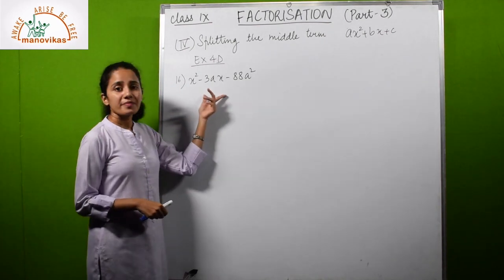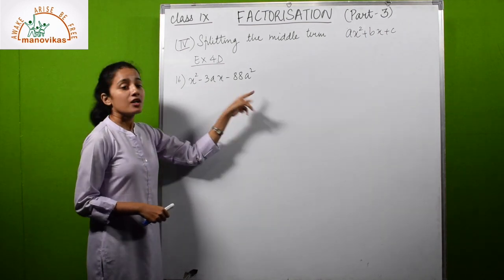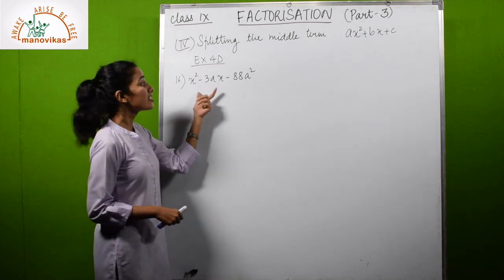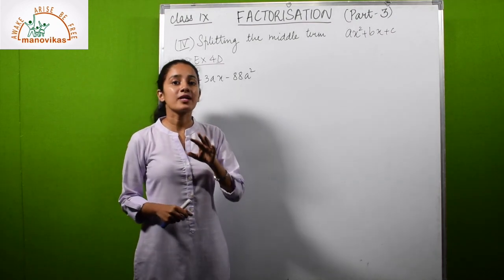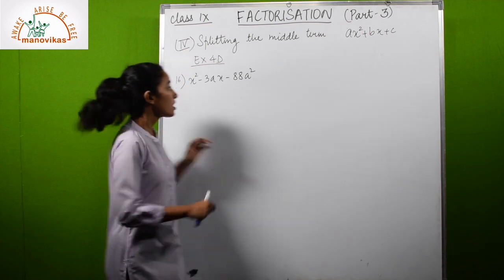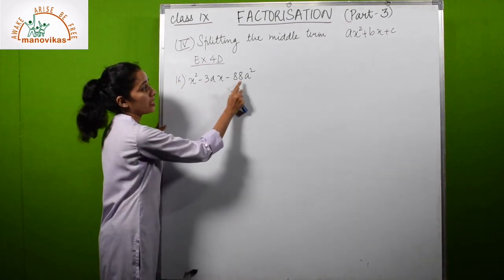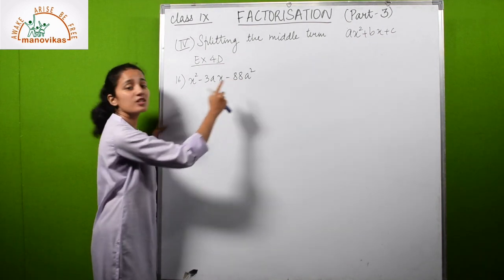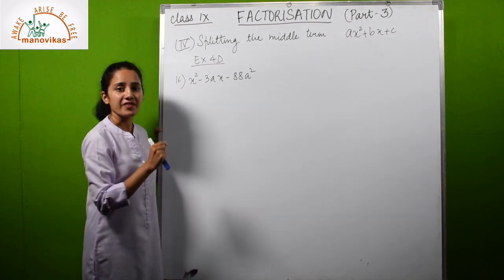Now look at this problem carefully. It is a trinomial, but here there are two square terms. Do not make the mistake of using the difference of square terms, or the a minus b or a plus b the whole square identity. Why? Because the coefficient of x here, at least in one, is not the square of any number. And also you cannot take a common factor.